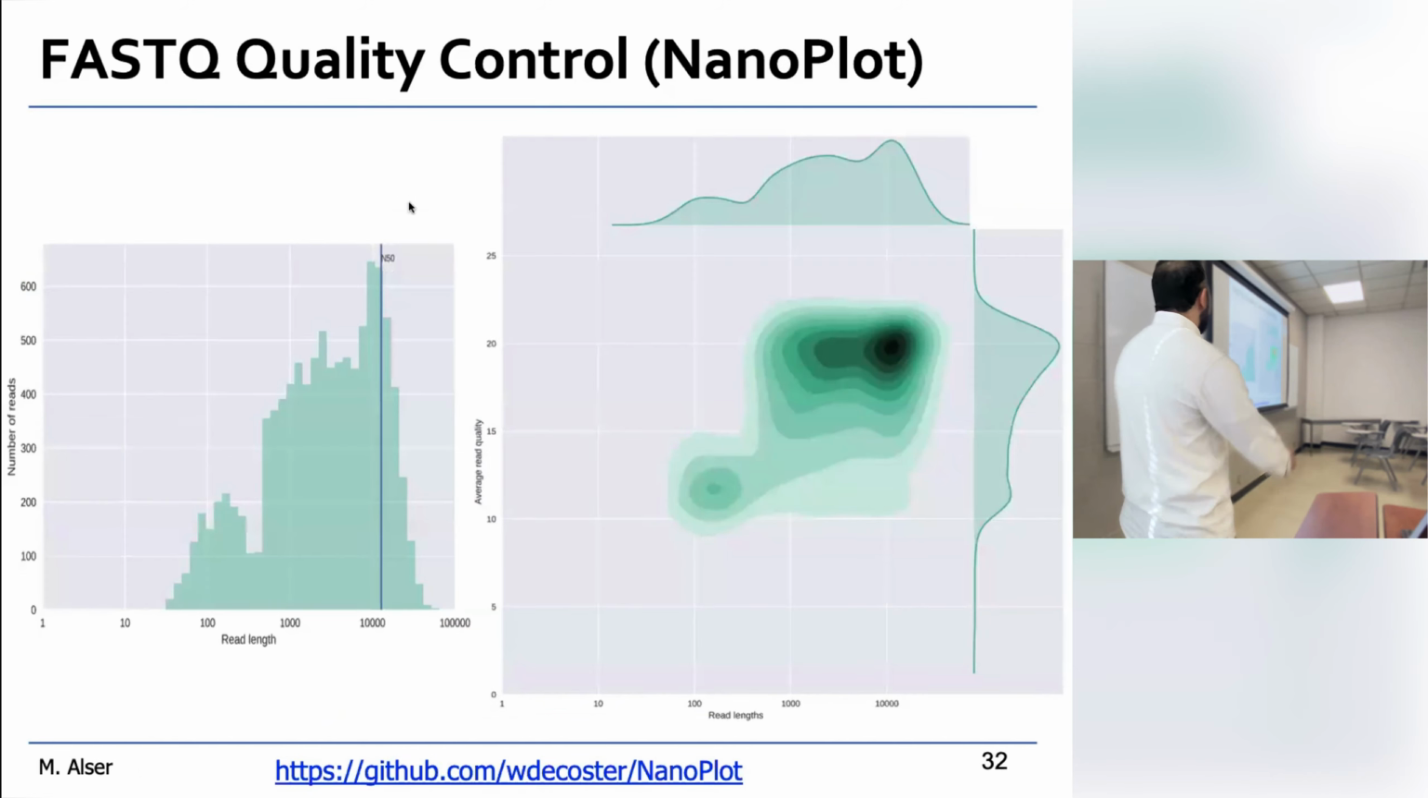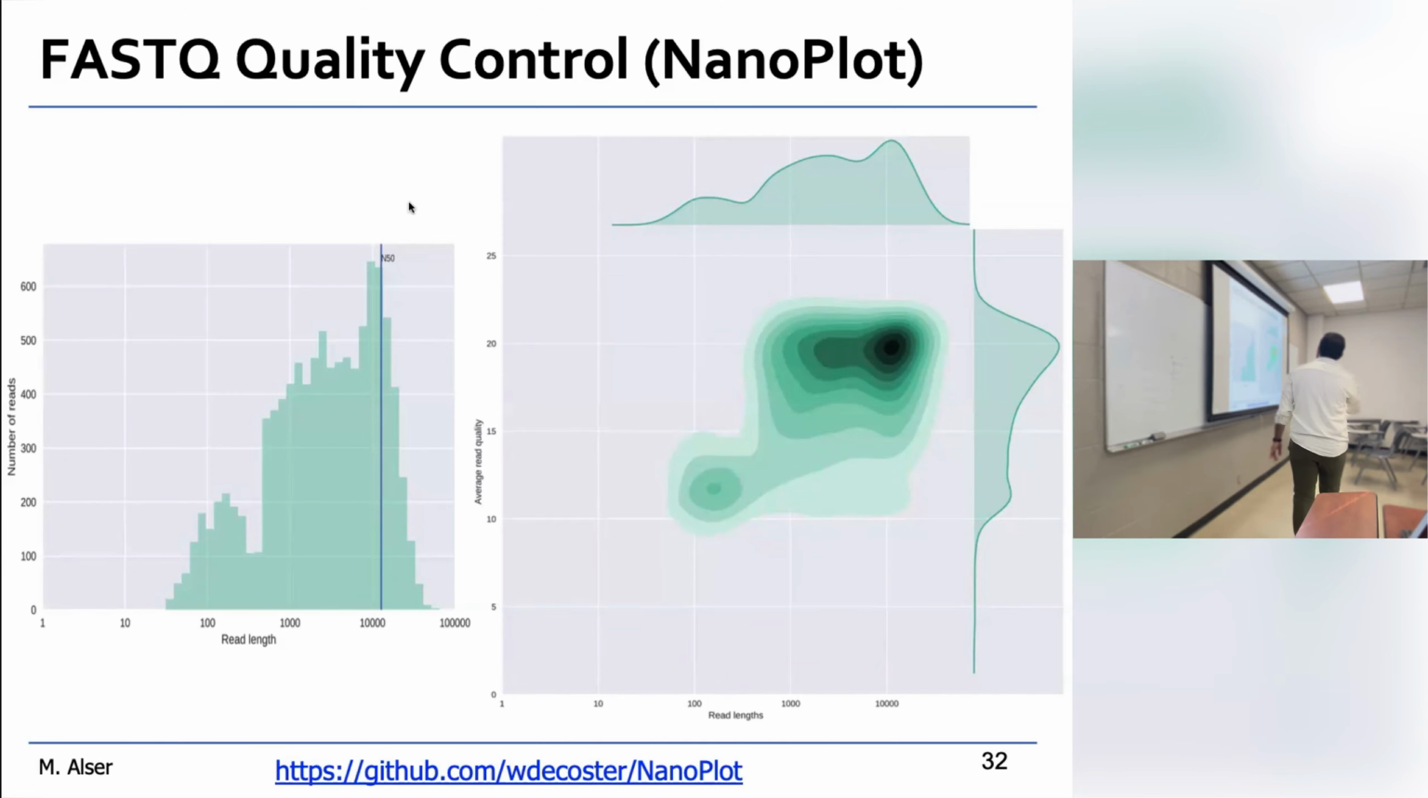So that's why, in this tool, they represent the quality on a different scale. They have a 2D plot. So this is the read length, right? And this is the average read quality.